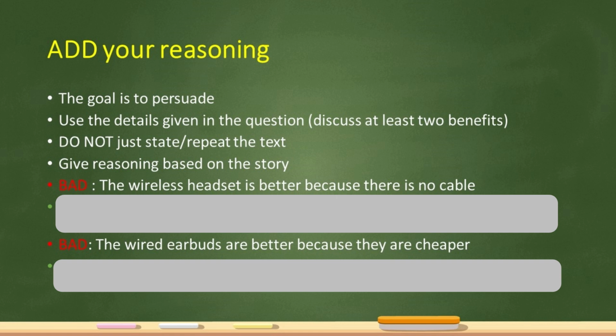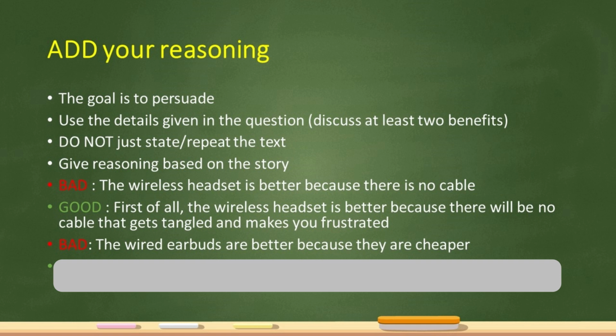One thing that many students do is they just read the text given to them. After watching this video, I really hope that you won't make the same mistake as those students. So let's take a look at some not so good examples and some better examples. The wireless headset is better because there is no cable. So here, the answer is not explained enough that it won't be considered a good answer. Instead, you can say, the wireless headset is better because there will be no cable that gets tangled and makes you frustrated.